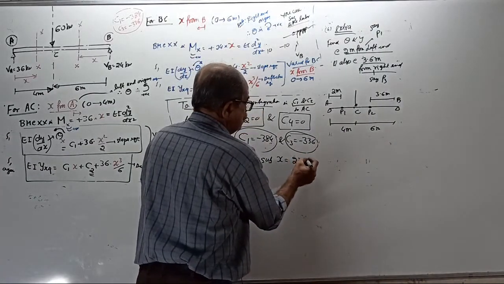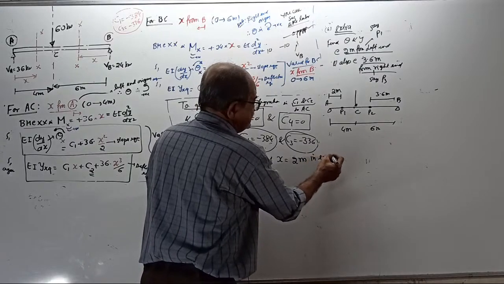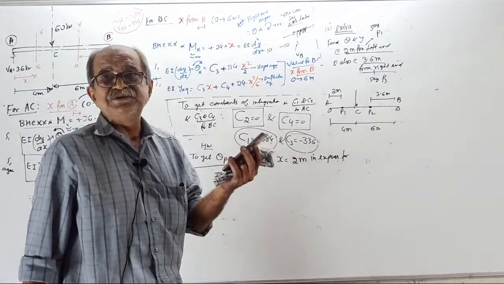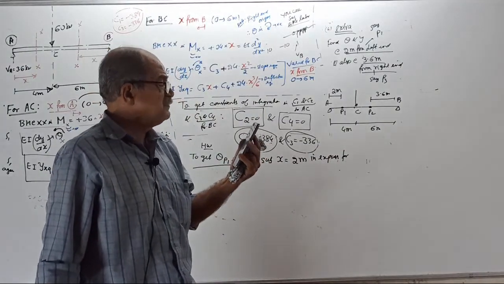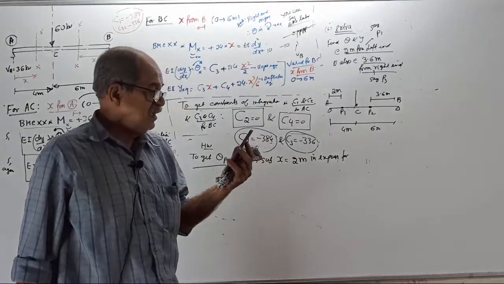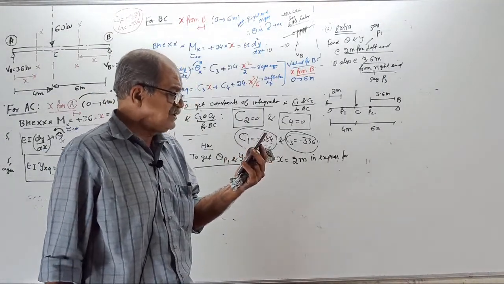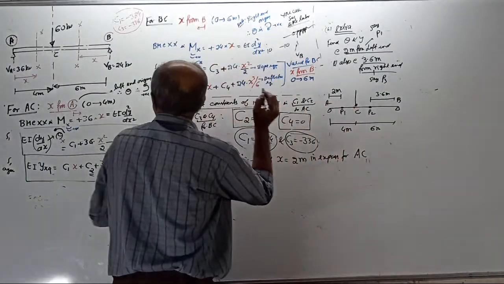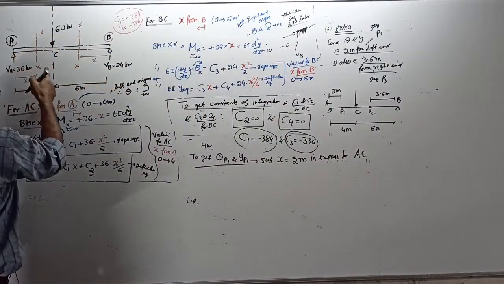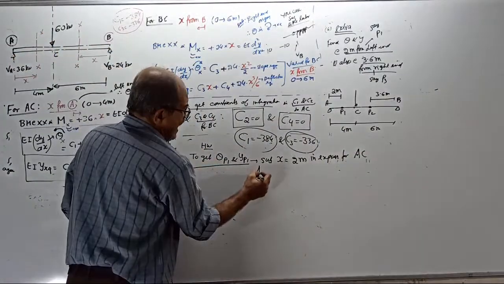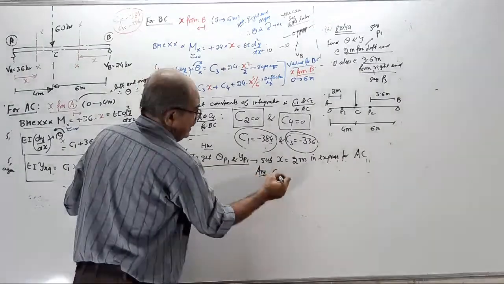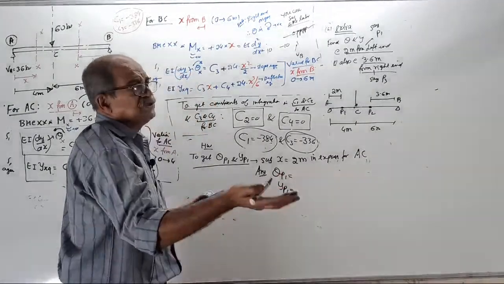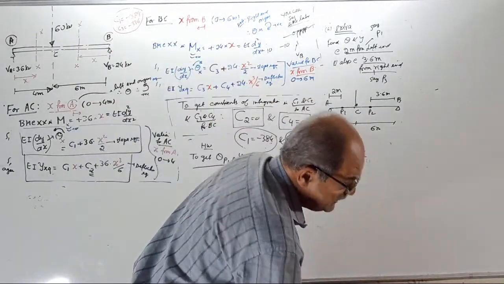But be careful. 2 meter in the expressions for which portion? In the double integration method, in the expressions for which portion? AC portion. Why? Because your P1 comes here. So AC portion, I will give the direct answer for you. Now you solve. What is theta at P1? What is y at P1? I will give you in terms of EI. Sufficient. No point in wasting time.